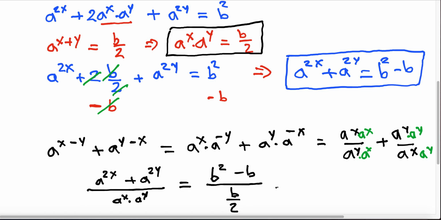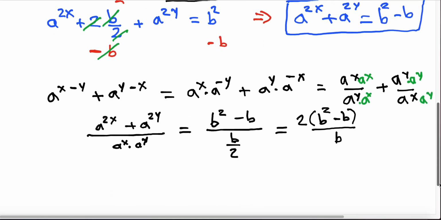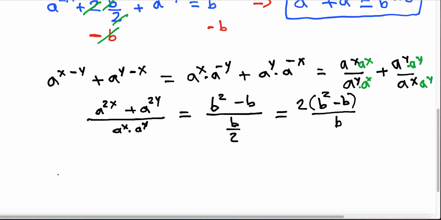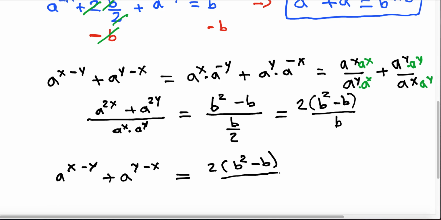When we are simplifying this expression, we are going to get 2 times (b² − b) divided by b. In other words, finally, this equation a^(x−y) + a^(y−x) is equal to 2 times (b² − b), everything divided by b.